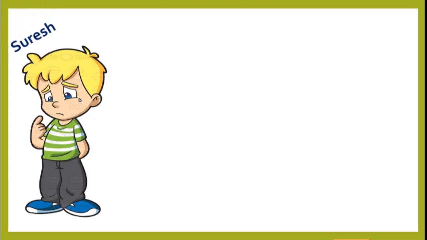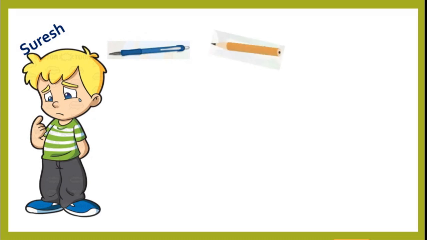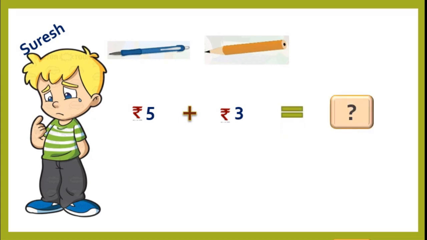Now Suresh also purchased some things. We will see what he purchased. He purchased 1 pen and 1 pencil. What is the cost of pen? Rupees 5. And what is the cost of pencil written there? Rupees 3. Okay. Now 5 plus 3 is how much? How much he has to pay to the shopkeeper? Again we will use our fingers.